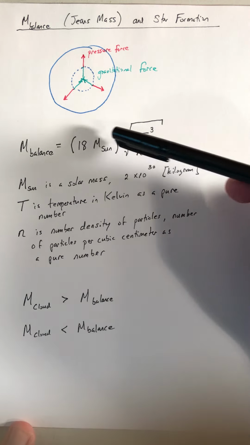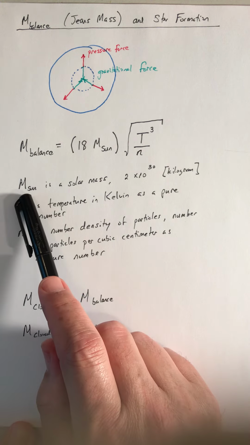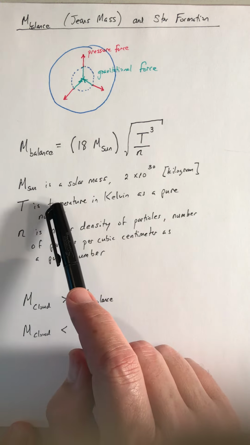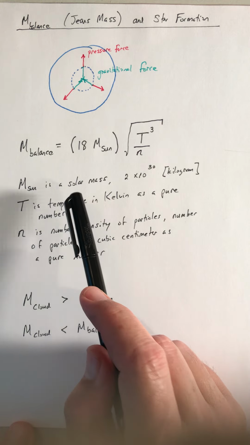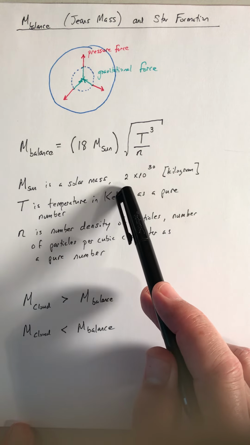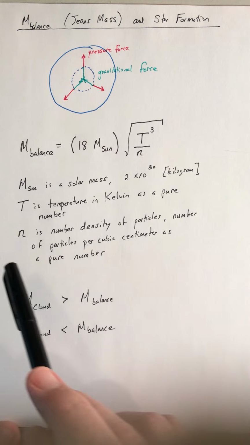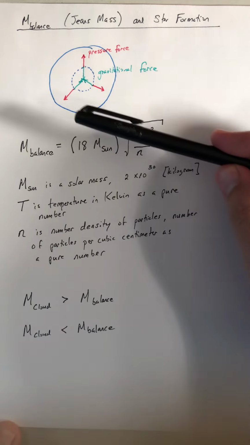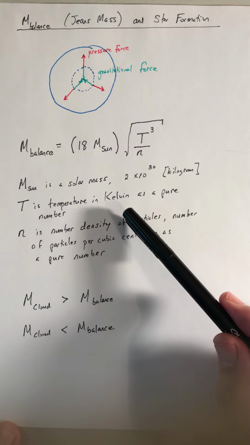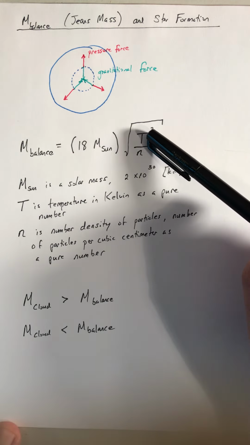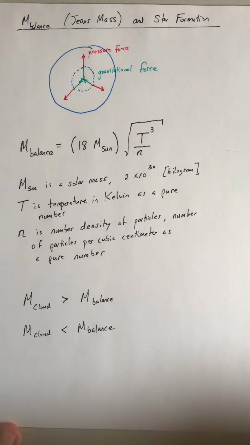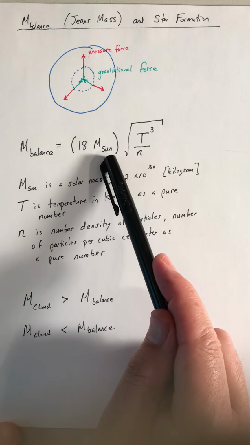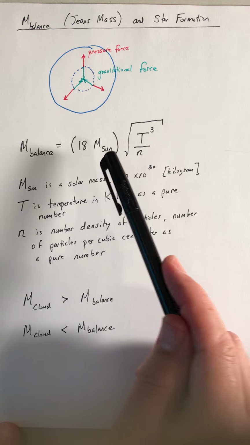All right, and then what all these terms are: M subscript sun is just your book's shorthand for a solar mass, so the mass of the sun, 2 times 10 to the 30th kilograms. T is the average temperature throughout this cloud in Kelvin, but don't put any units in there with T. You're just using the pure number part of it. All of the units are here in solar masses, and you don't need to change that into kilograms.